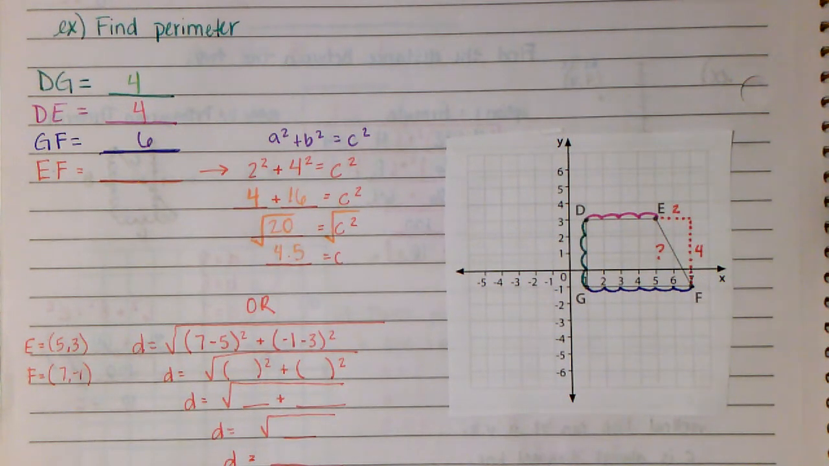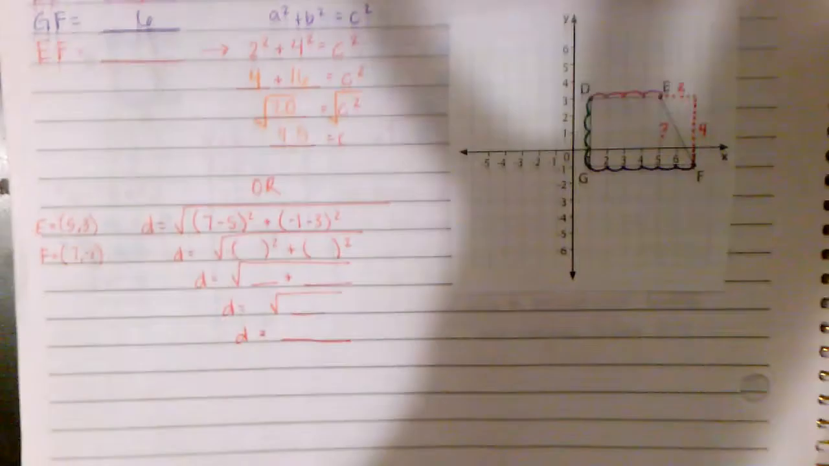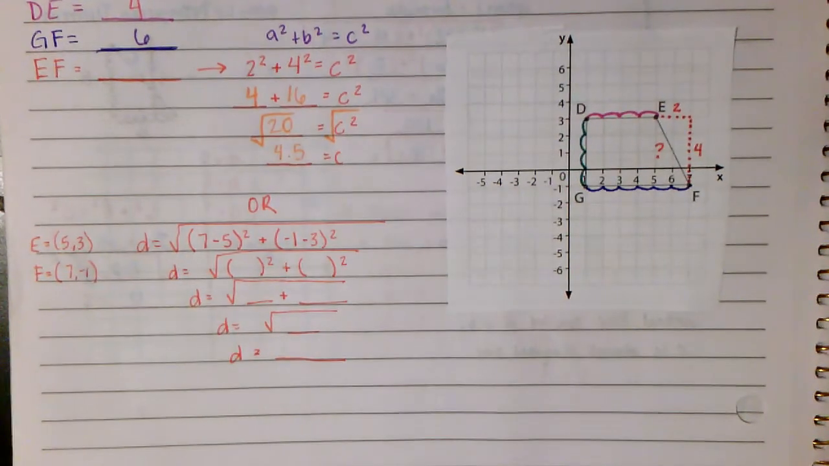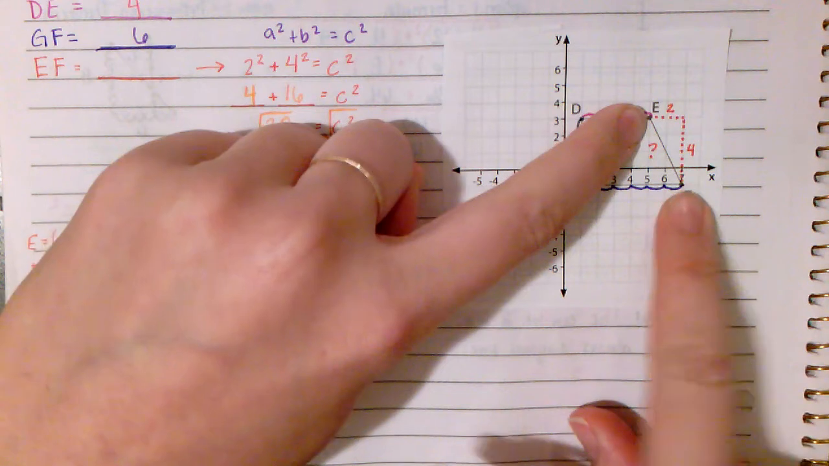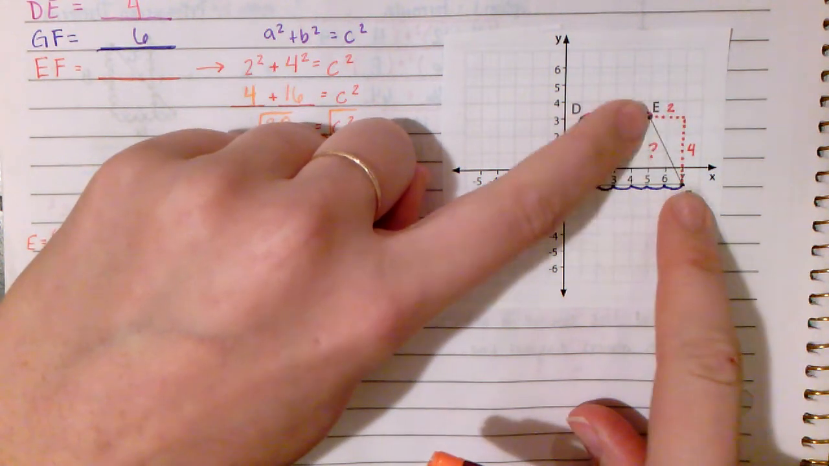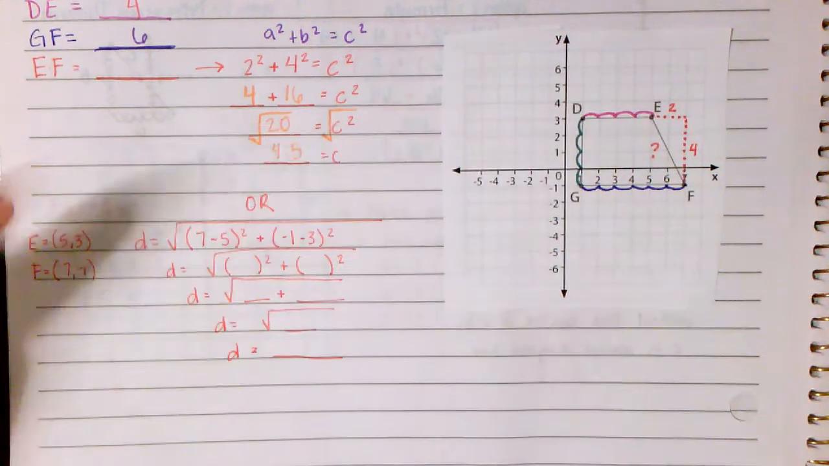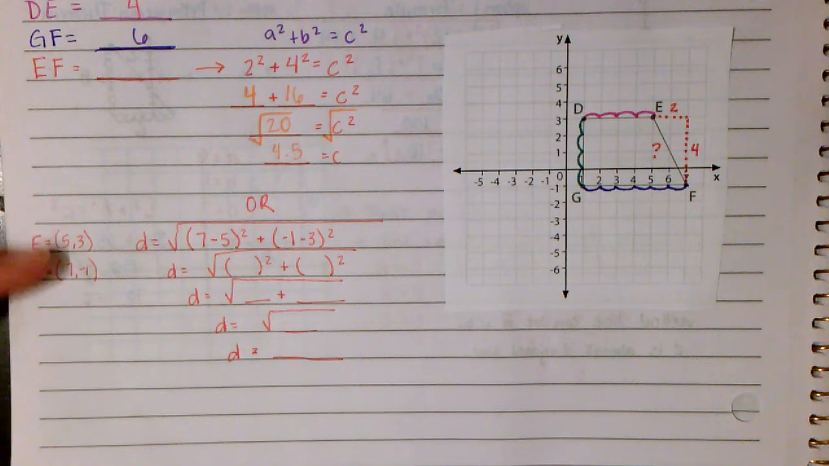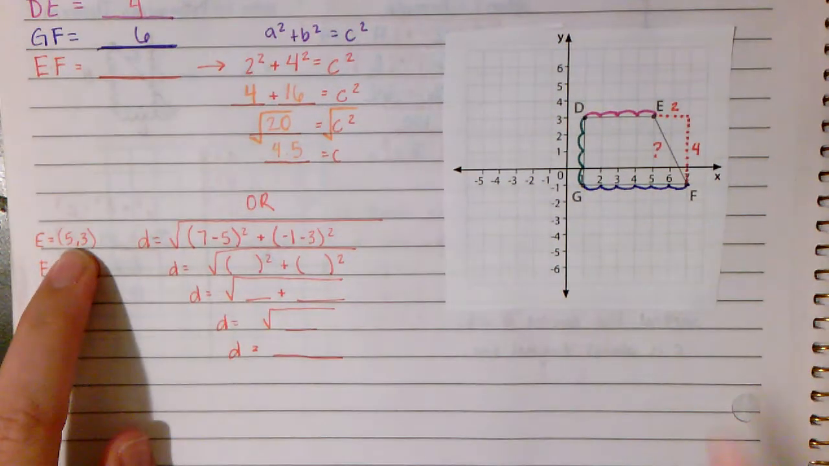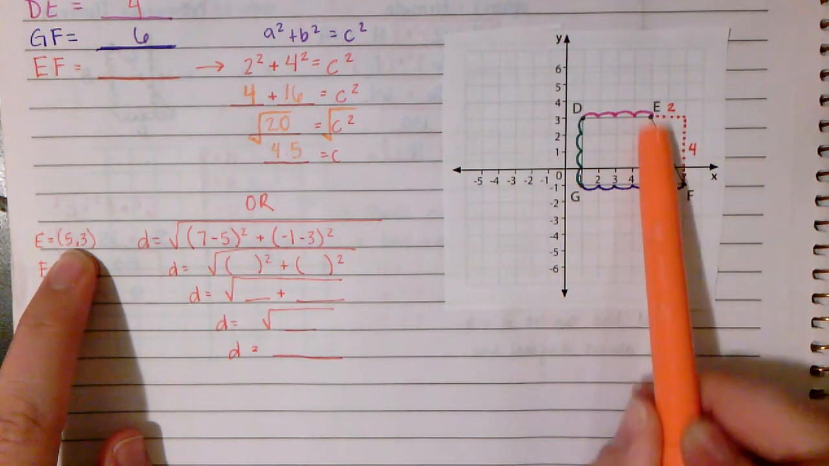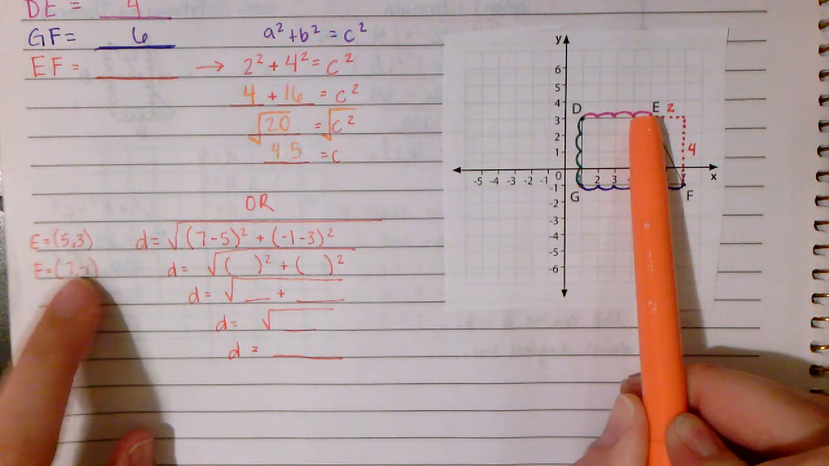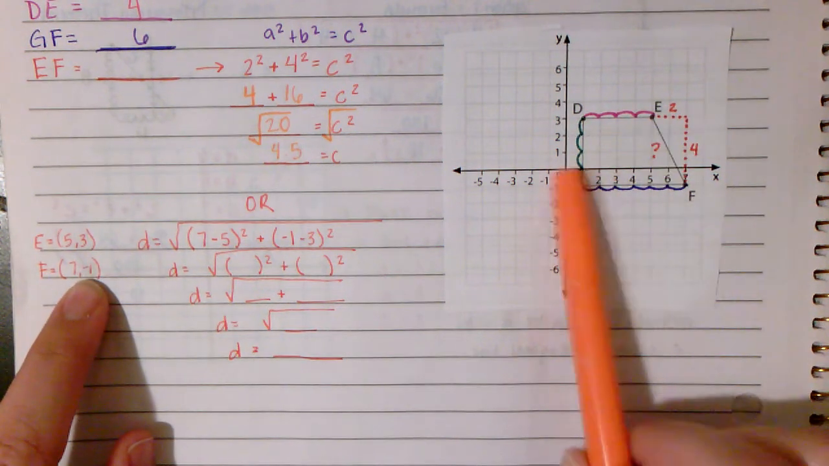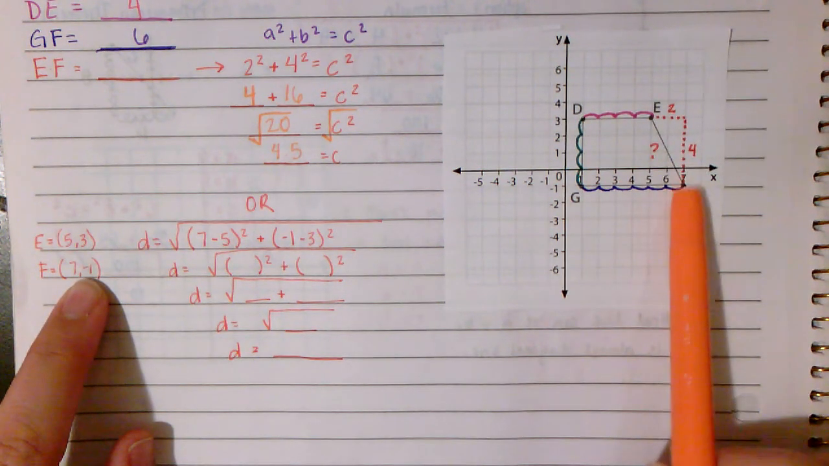But remember, you can also use the distance formula. So let's look at that possible way of finding this as well. The distance formula uses 2 points, the end points of your line. So if I'm trying to find line EF, I need to figure out what this point is and what this point is. So I found those ordered pairs, and I wrote them right here for myself. E is 5, 3, so you go over 5, up 3 to get to E. And F is 7, negative 1, so I go over 7, down 1, and I get to F.